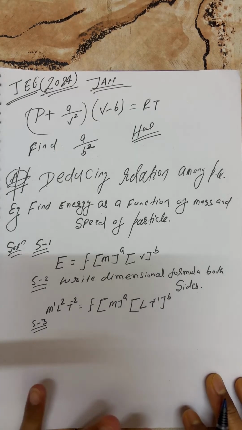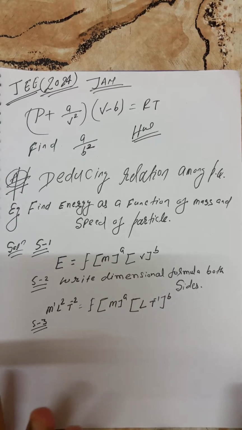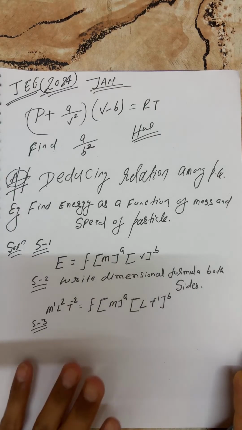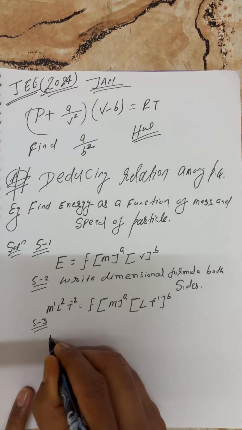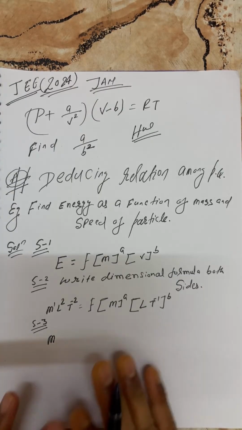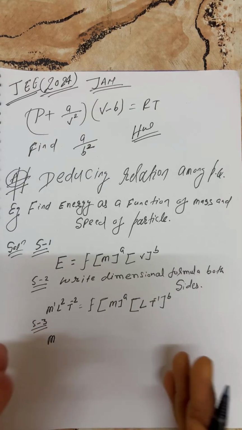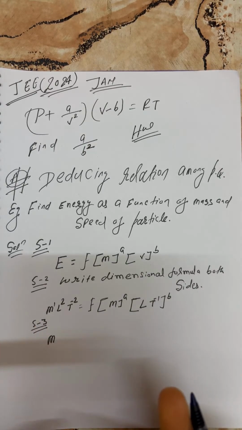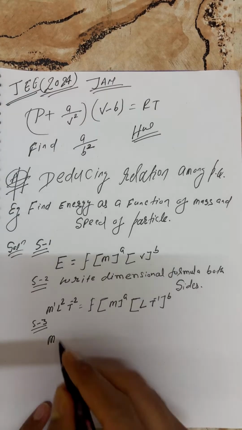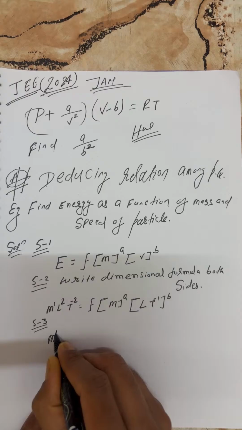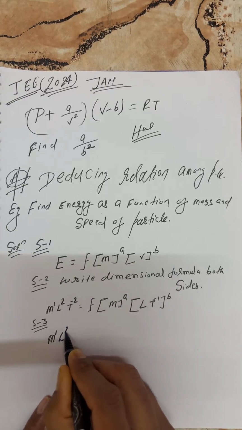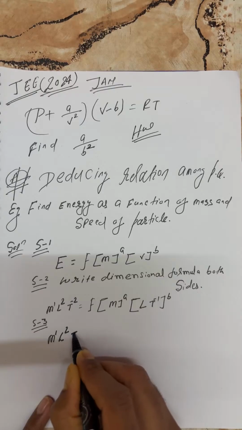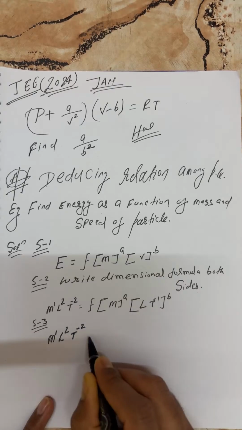Separate identical quantities on both sides. So what is the meaning, student? In step 3, you can keep mass together, then length together, and then time together here. So you can say M to the power 1. No need to worry, LHS alone only here. L to the power 2 and T to the power minus 2.